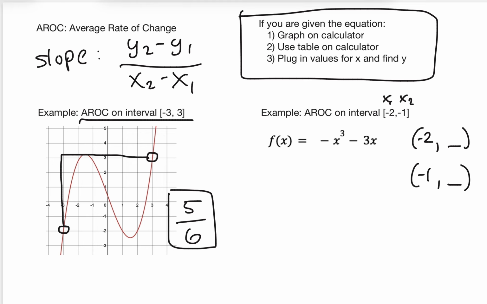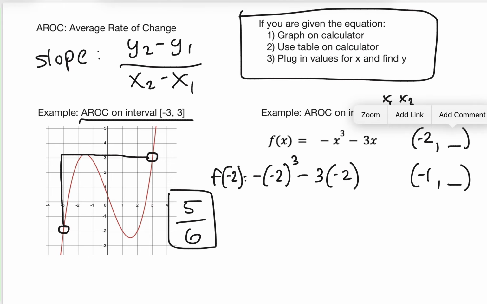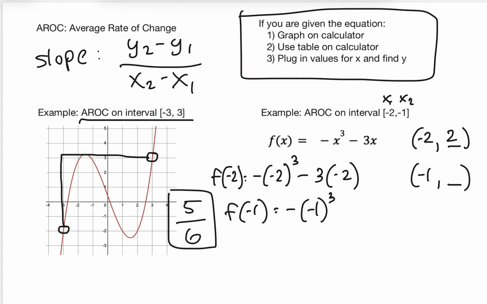So if I plug in -2, negative 2 cubed, right now I'm finding f of negative 2. So negative 2 cubed minus 3 times negative 2, I get 2. Okay, if I find f of negative 1, I'm finding negative 1 cubed minus 3 times negative 1, and I get negative 2. So I just found 2 points.